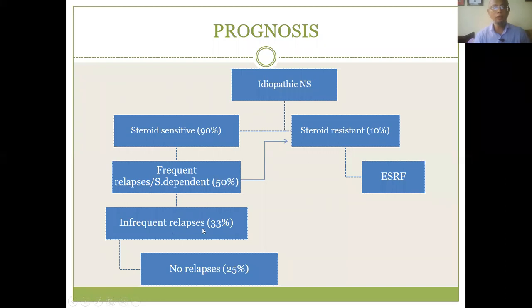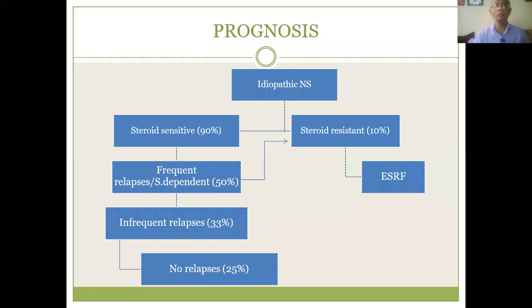If there are infrequent relapses, 33% can occur, then you have to treat accordingly. And no relapse actually in this particular group of patients, 25%. But remember, most of the cases of minimal change, usually come back to normal. So there is no requirement of renal biopsy. You have to try with steroid.